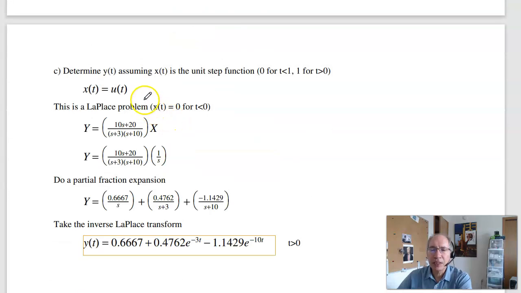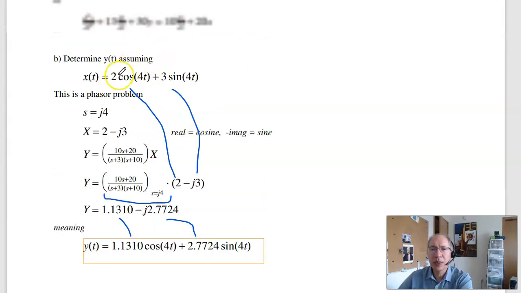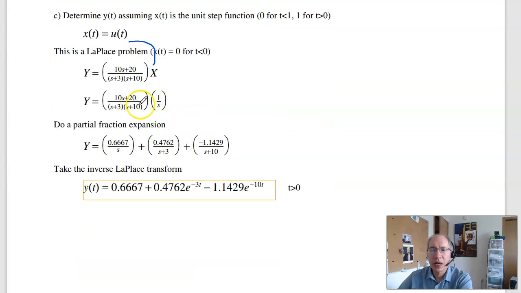Part C says, find the output if the input is a unit step. That actually is a Laplace problem. So here's the transfer function, the gain from x to y. Take the Laplace transform of u, I get 1 over s. And the difference here is x is 0 for time less than 0. That means Laplace, whereas in part B, this is true for all time. So I have this. That's not in my table of Laplace transforms, so use partial fraction expansion.